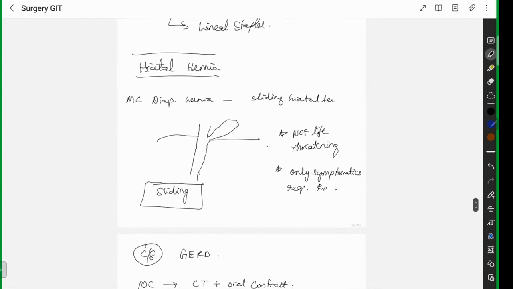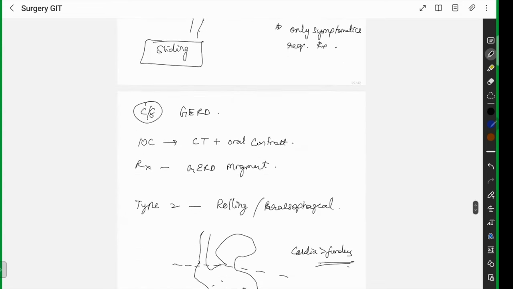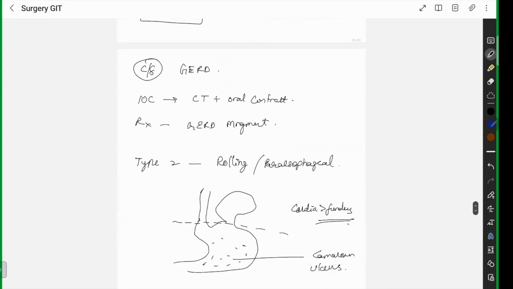And finally, you're going to have your hiatal hernia, the most common diaphragmatic hernia, the sliding type of hernia. It is not life-threatening and only symptomatic treatment is required. Clinical features are very similar to GERD. One of the important questions asked is the investigation of choice for hiatal hernia. The investigation of choice for your hiatal hernia is CT.